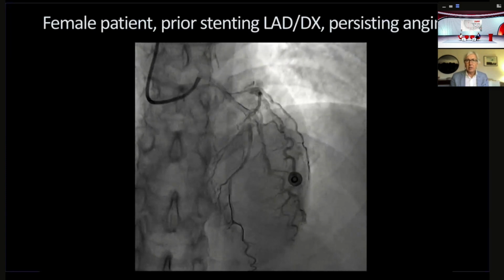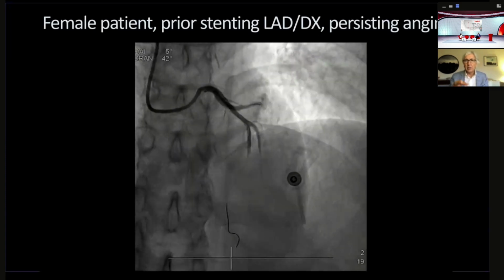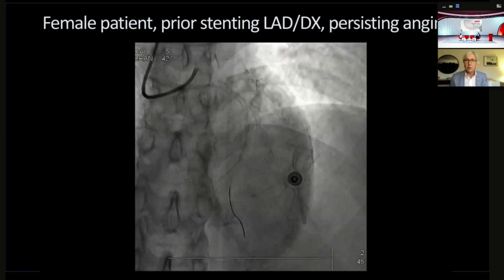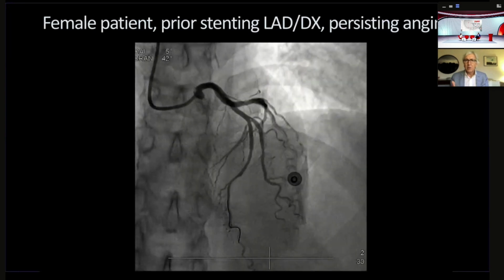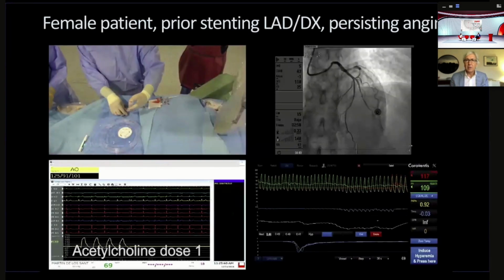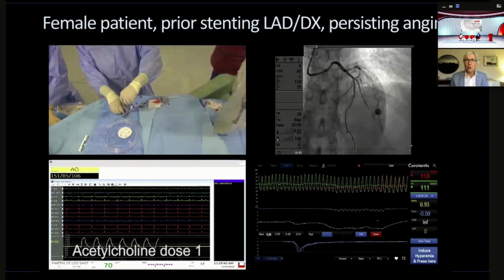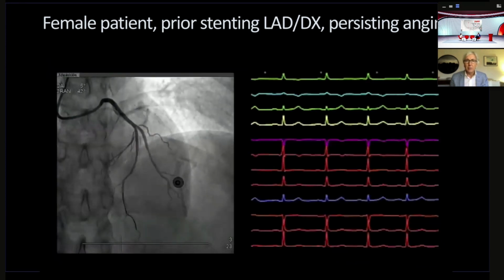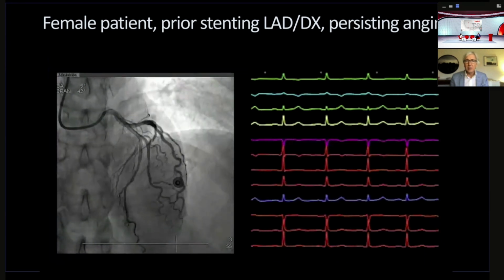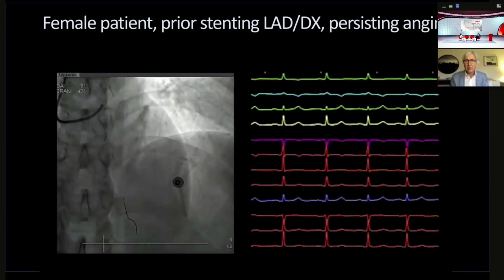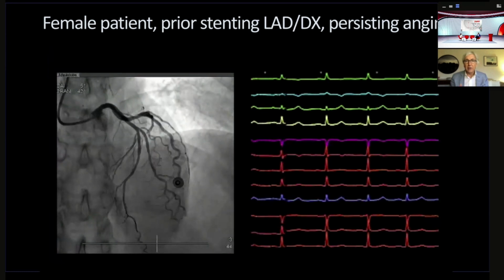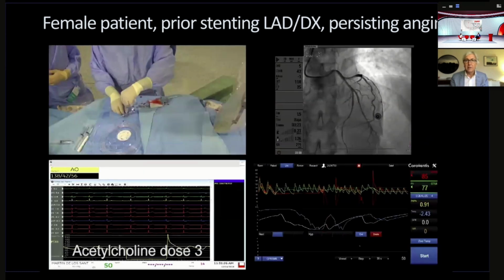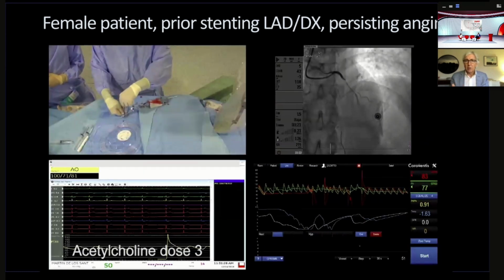Let me show you this lady who had a previous stenting in the LAD and the diagonal. You can see that there's good persistent result of the intervention, but the patient actually was not relieved from angina after doing this sophisticated two-stent bifurcation treatment. And this is what happens when I gave my first dose of acetylcholine, very simple, through the catheter guide. And you could see that there was normal flow.